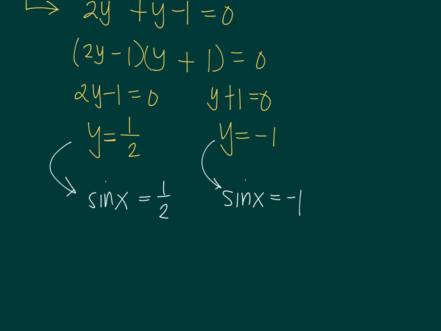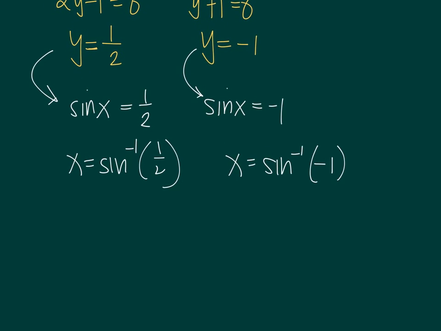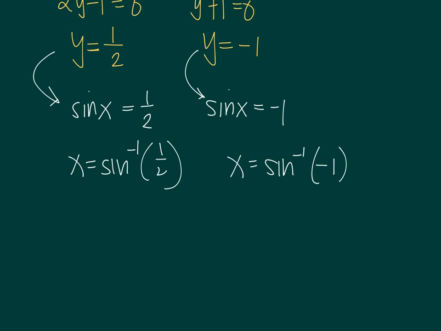And then try to solve each equation. You have x to be sine inverse of 1/2, and x is sine inverse of -1. Now there are two ways to continue solving this. You can do it manually, or you can just simply use a calculator to find the inverse of the values. So we have the sine inverse of 1/2 is 30. So you have x equals 30.